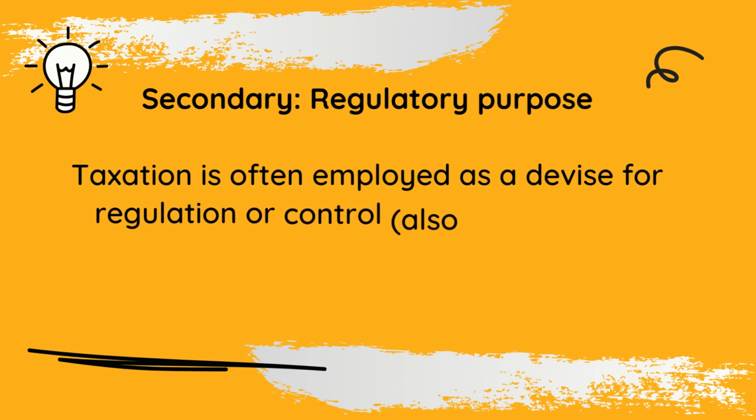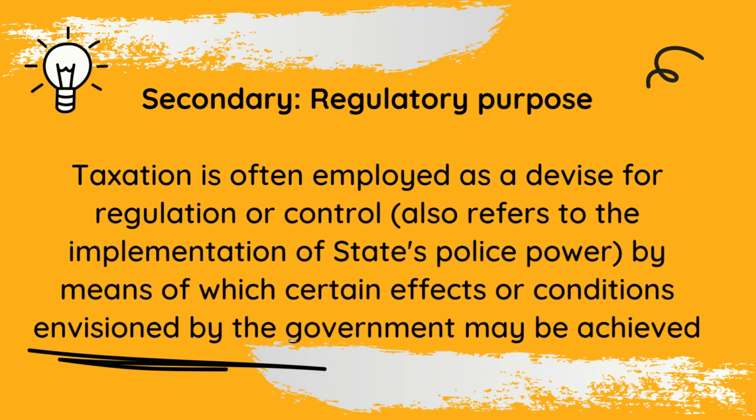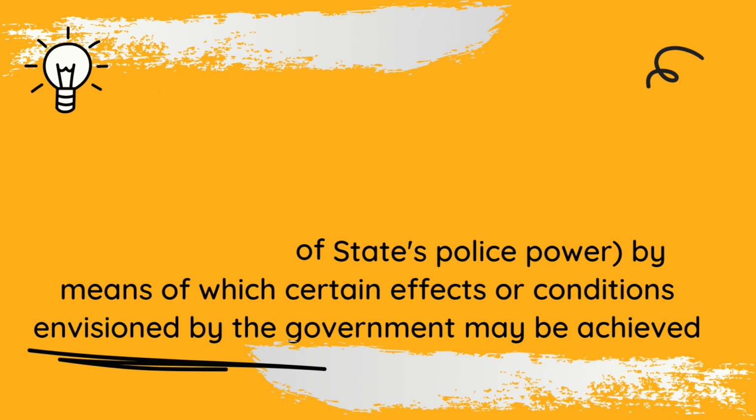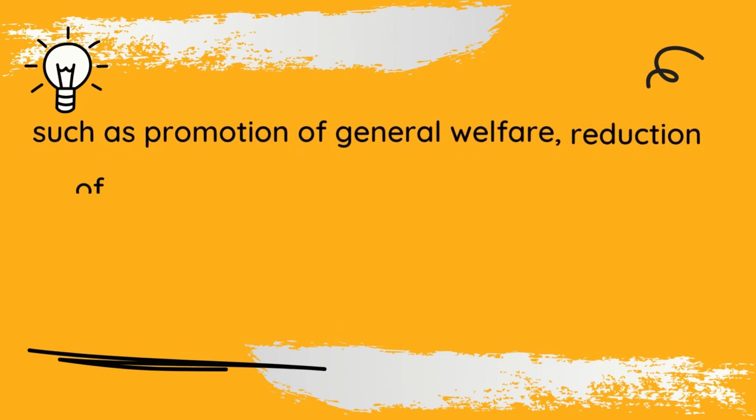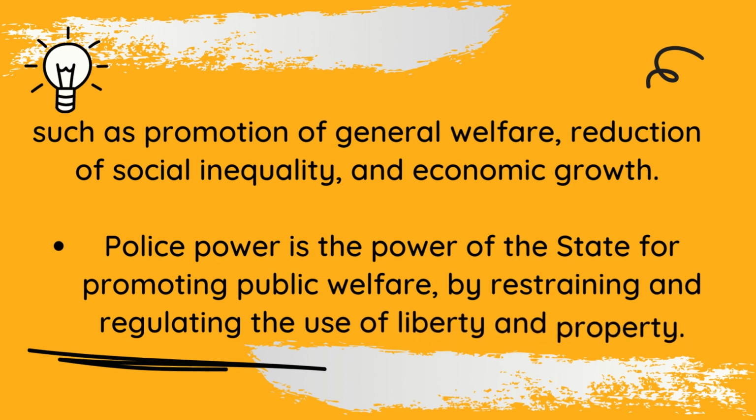Secondary refers to regulatory purpose. Taxation is often employed as a device for regulation or control. Also refers to the implementation of state's police power, by means of which certain effects or conditions envisioned by the government may be achieved, such as promotion of general welfare, reduction of social inequality, and economic growth. Police power is the power of the state for promoting public welfare by restraining and regulating the use of liberty and property.